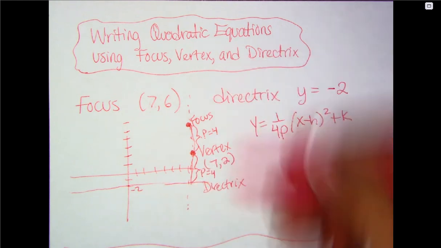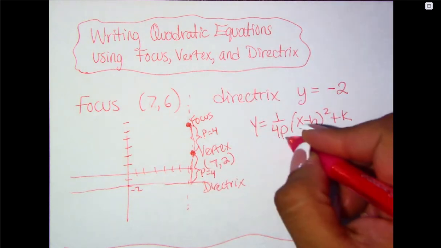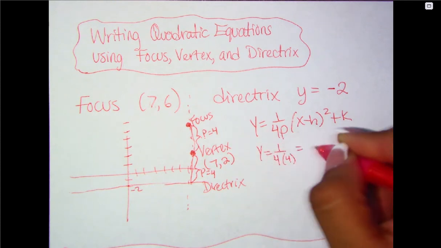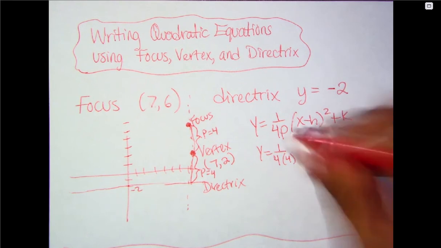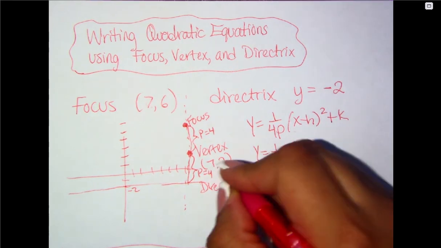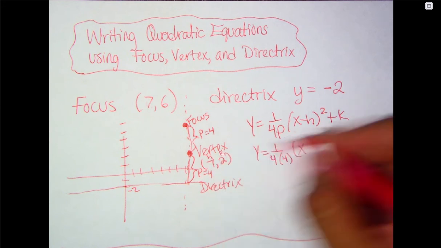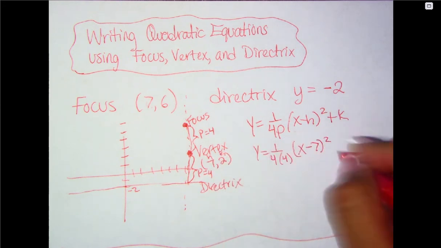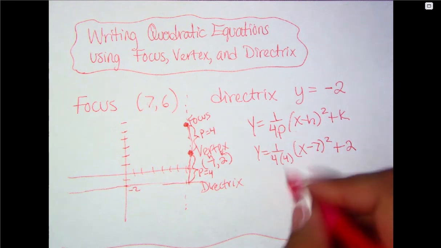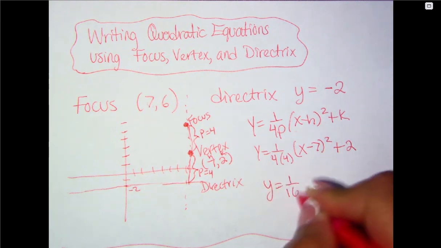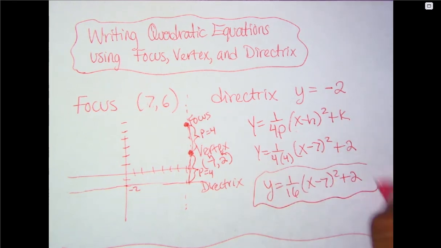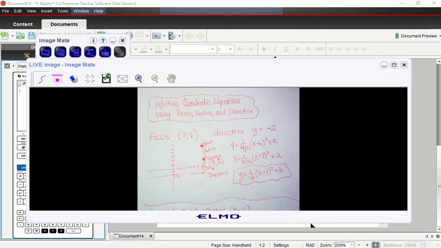Okay, with all this information, we're able to write our equation. We substitute the p value, so put a 4 in there. Keep writing y equals 1 over 4 times 4, (x minus your h, so your vertex, this is your h, and this is your k) so x minus 7 squared plus 2. To finalize our equation, we just multiply those two, and it's y equals 1 over 16, (x minus 7) squared plus 2.